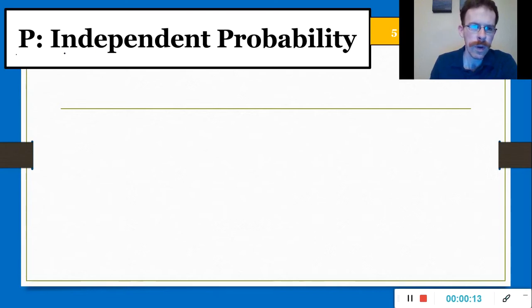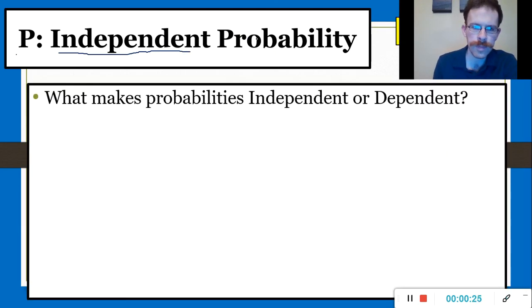So we're going to continue talking about probability, but specifically we're going to talk about independent and dependent probability, more on the independent side. For those of you who don't know, we need to understand what makes things independent or dependent when it comes to probability, or what it means to have an independent or a dependent probability.